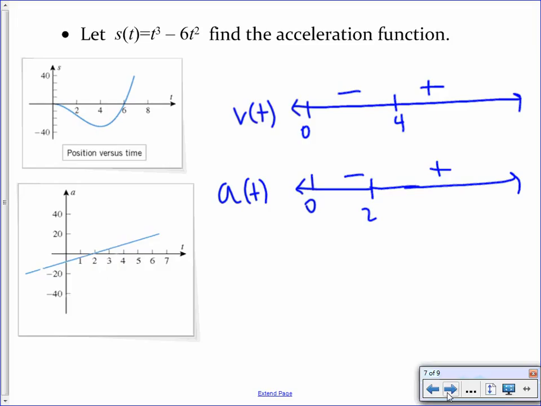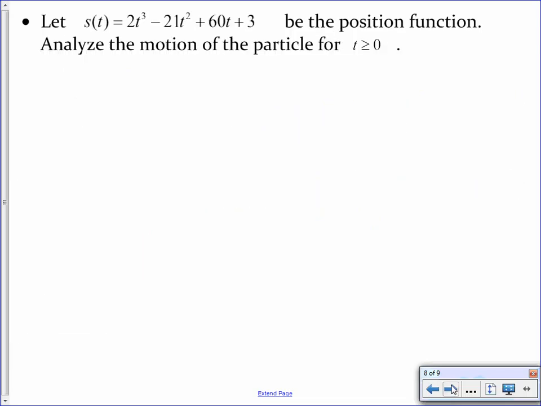To find acceleration, you just look at the concavity? We'll look at the second derivative. Graphically you would look at the concavity. Analytically we'll look at the second derivative. This is what you guys feel more comfortable with. Let's do this analytically now. So write down this equation.